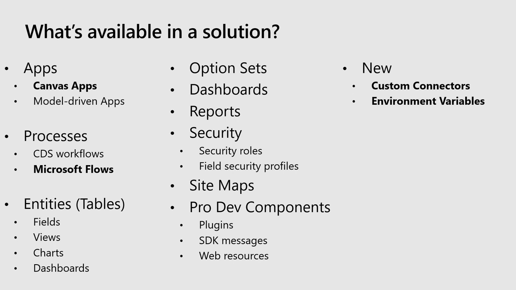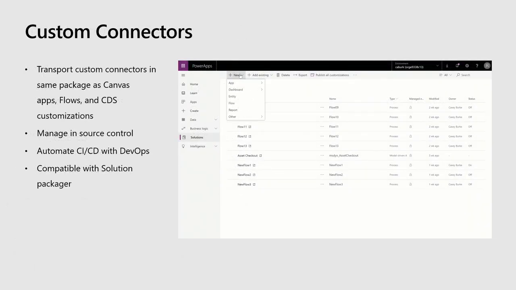So we have those kinds of things today. There are a few caveats with Canvas apps and flows, and we call those out in documentation, but it's really a step in the right direction. We have a few new things that are shipping right now that I wanted to focus on. One of those is custom connectors. So let's start off and take a look at that.